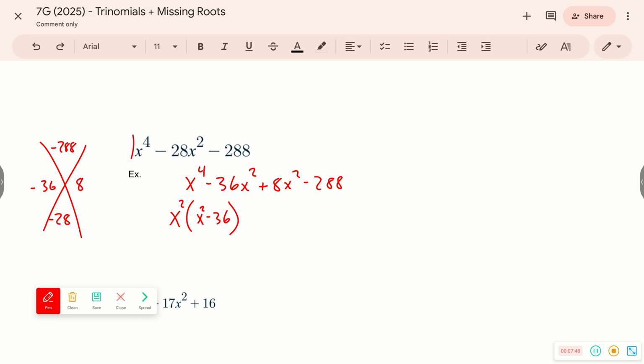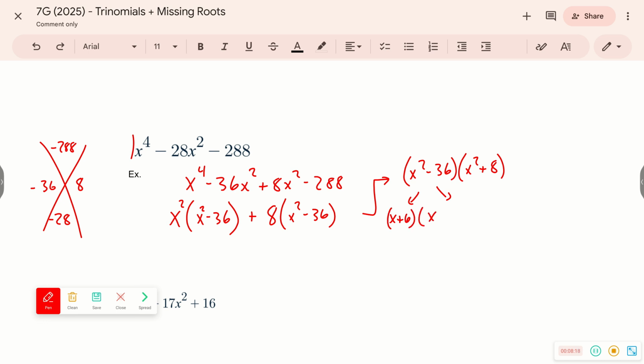Sorry, x squared minus 36, I'm sorry. Over here we can factor out an 8. We get x squared minus 36. So putting this thing back together, we have an x squared minus 36 times an x squared plus 8. X squared minus 36 becomes x plus 6 times x minus 6. Again, this is a difference of squares.